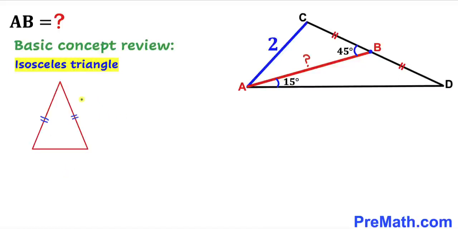And now let's focus on this triangle. This is an isosceles triangle, since this side length is equal to this side length. So therefore, the angle opposite to this side is going to be congruent to the angle opposite to this other side. In other words, in this isosceles triangle, these two angles are congruent.